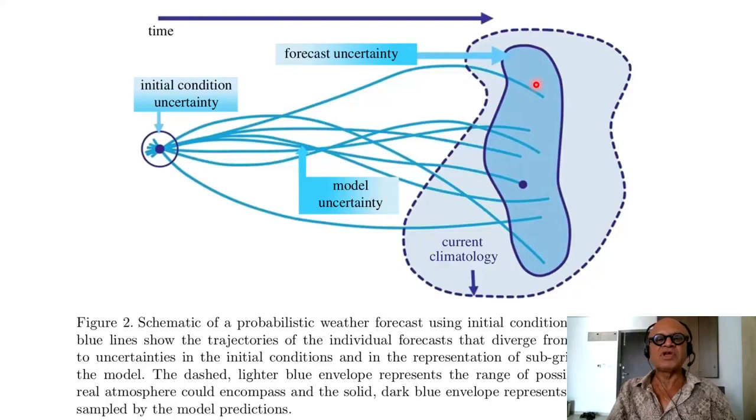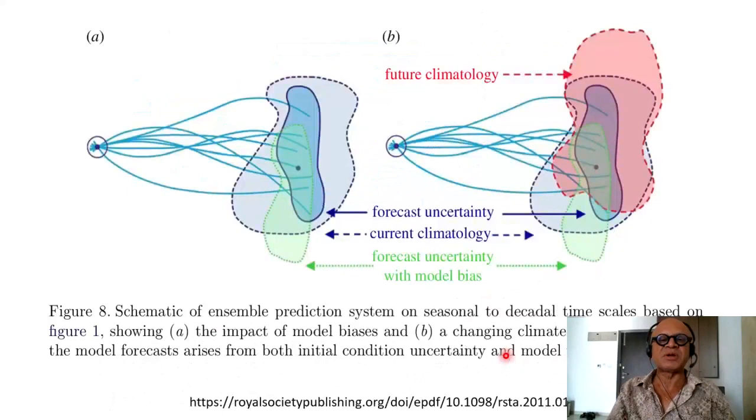Model evaluation has to understand the model uncertainty itself, based on either initial condition uncertainties or subgrid scale process parameterization in the model. The same thing applies when we integrate longer.